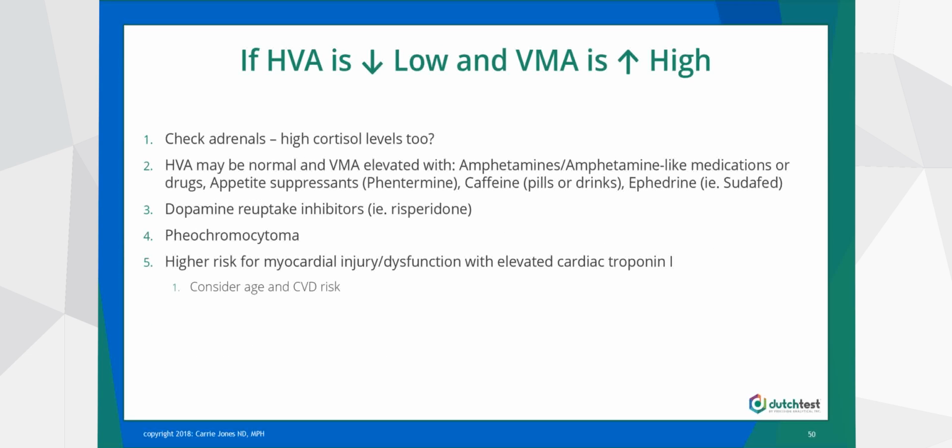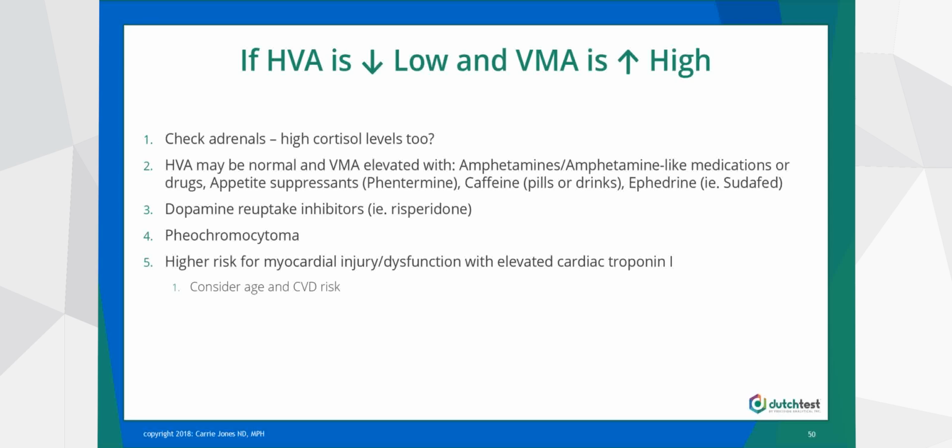Now, if HVA is low and VMA is high, obviously check the adrenals. If they have high cortisol levels, then most likely they're going to have high norepi as well, and they're going to have high VMA. If HVA may be normal and VMA elevated, think of all the stimulatory stuff again. So if they say to you, I'm on ADD medication, or I'm taking phentermine for weight loss, I drink heaps of caffeine, or I do caffeine pills before I work out, it's in my pre-workout, or it's cold and flu season and I get sinus infections, so I'm on Sudafed, that could be a reason. If they're on risperidone especially, which is a dopamine reuptake inhibitor, and then of course, pheochromocytoma, which is the adrenal medulla tumor.